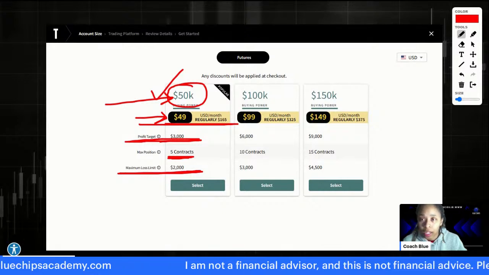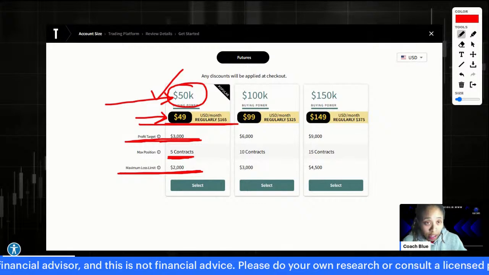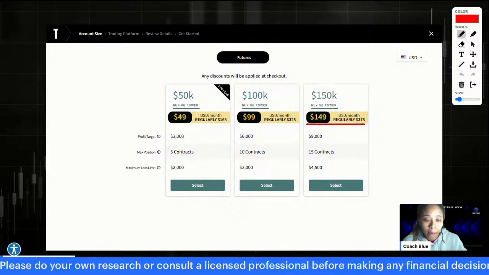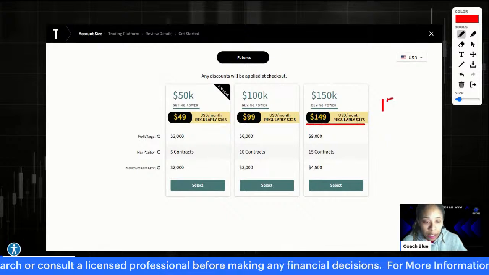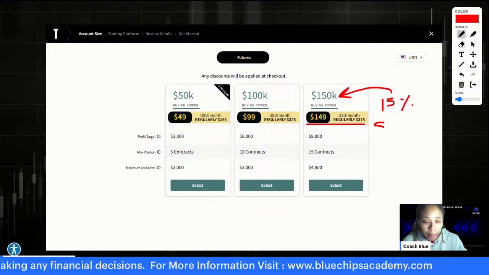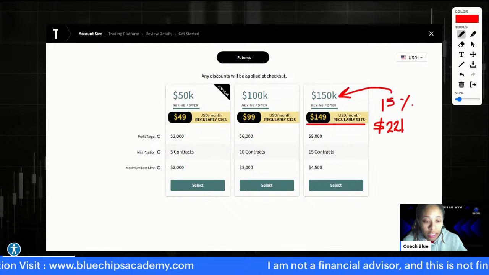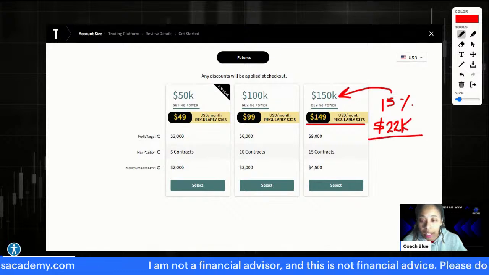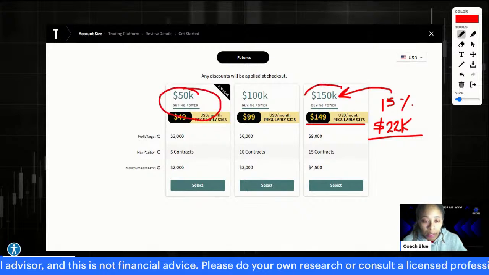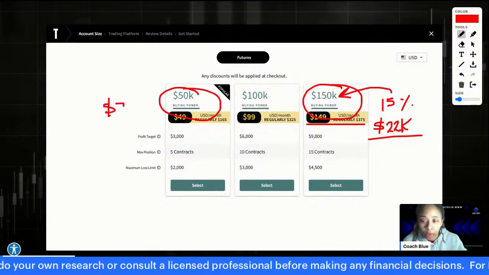Now let's just say you wanted to scale up and you got the $150,000 combine. Same scenario. Let's say you made that same 15%. Now you're at about $22,000 in that month, and you took the same trades, right? The only difference is this person had more money in the account. The person that traded $50,000 and the person that traded $150,000, same trades. The only difference is they just have access to more capital.